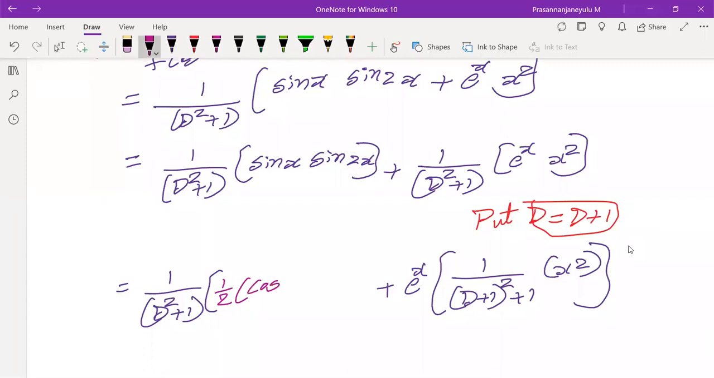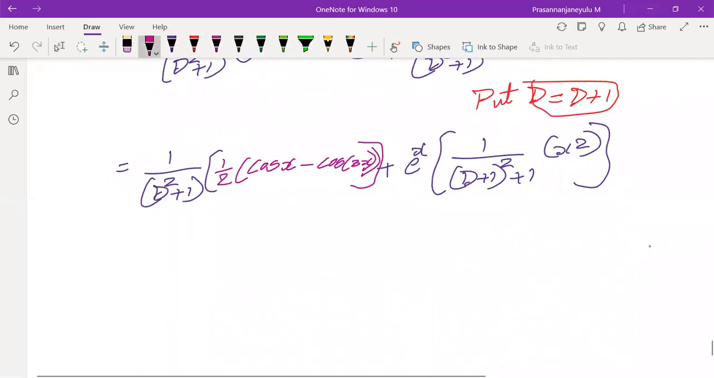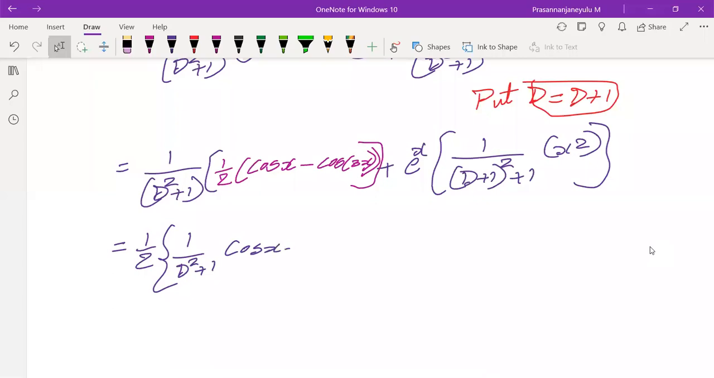What is a's value? x. Minus b value is 2x. x minus 2x is minus x. What is the cos of minus x value? Cos of plus x, minus cos of a plus b. So we get cos of x plus 2x, which is cos of 3x. Okay, this is what we are going to get. Now, separating the first term also as two terms. 1 by 2 is common for both terms: 1 by D square plus 1 of cos x, the first term, minus 1 by D square plus 1 of cos 3x.